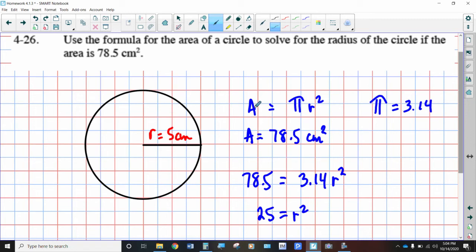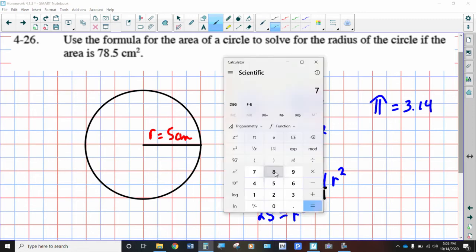So we know that the formula is the area of a circle is equal to pi r squared. If we know what the area is, we're going to substitute that for A, and we're going to replace pi with 3.14 or the pi button on your calculator. And so the first thing you'll do is divide each side by pi. And so what is 78.5 divided by pi? Well, if I use the rounded off version of pi, 3.14, you get exactly 25.